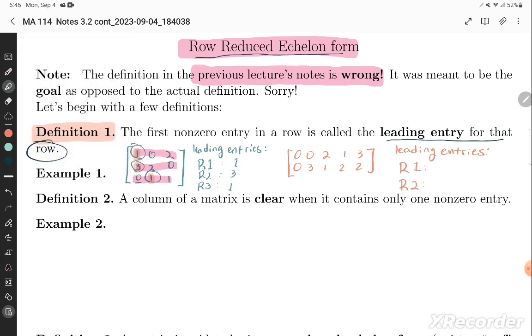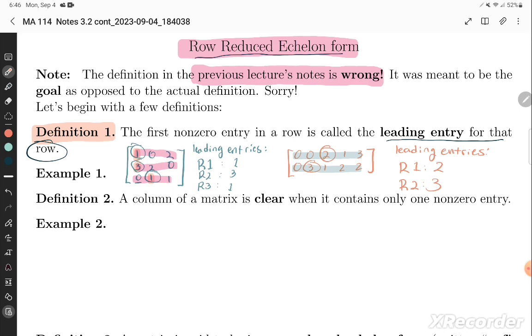So again, we want to look at the rows. I only have 2 rows here, my first row and my second row. I want to notice what's the leading entry for the first row. Well, I've got 2 zeros and then a 2. My first non-zero entry is 2. And then my leading entry for row 2 is going to be 3. I've got 1, 0, and then a 3. So it's just the first non-zero entry, and I'm just circling where the leading entries are.